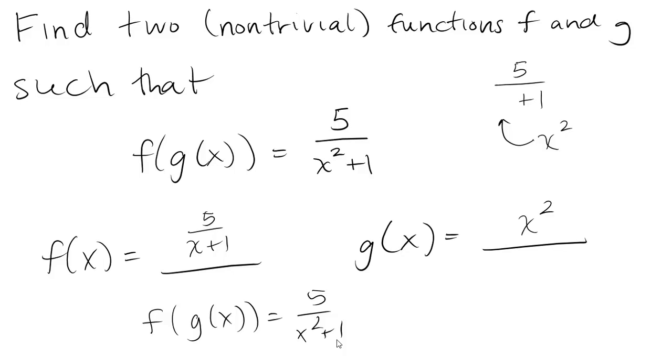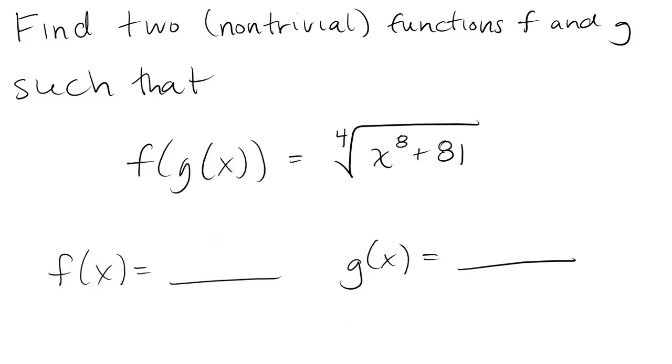The only thing you really need to avoid for now is either letting f of x equal x or g of x equal x. Those would be trivial, because the other function would have to be the entire target function. I want you to try one on your own. Come up with a decomposition here. Find two non-trivial functions f and g such that f of g of x is the fourth root of the binomial x to the 8th plus 81.